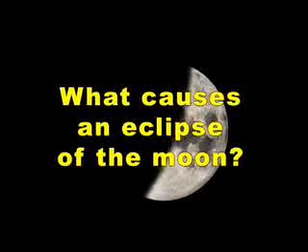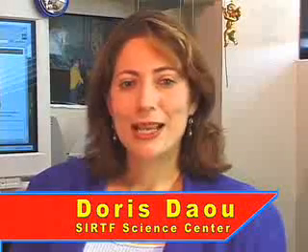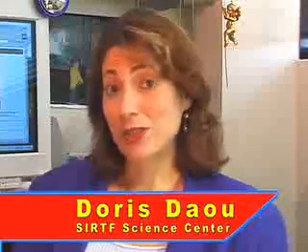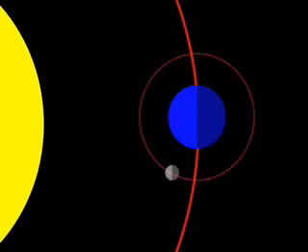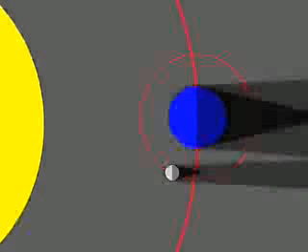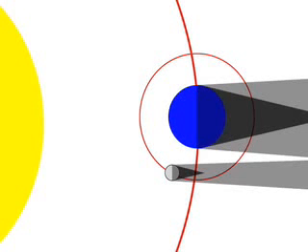What causes an eclipse of the moon? An eclipse is actually nothing more than a shadow. In the case of a lunar eclipse, it's the shadow that the Earth casts on the moon. As the Earth orbits around, the sun shines on it and on the moon. But the Earth casts its shadow, just like you do when you stand outside on a sunny day.